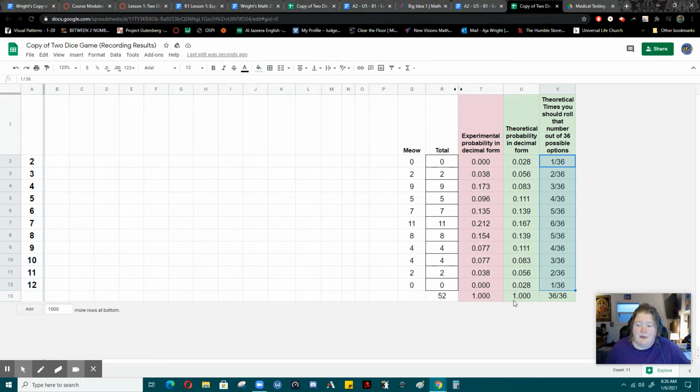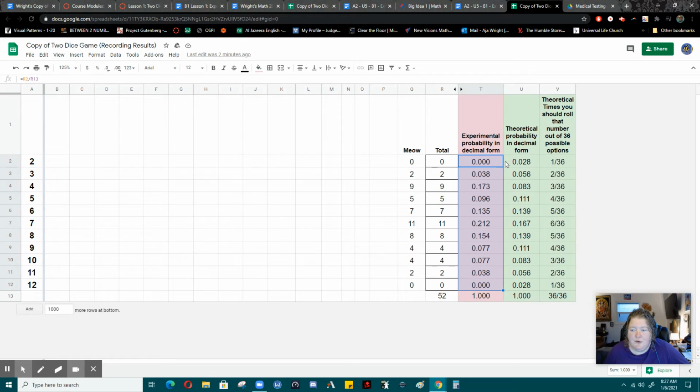Now what I'm showing is one group's experiment. So this is Meow's group, and in his group, they did a total of 52 rolls, because you can see that adds up to 52 right here. His group never rolled a 2, they got a 3 twice, they got a 4 9 times, and so on. So here's the experimental probability from this one group's data right here. And as you'll see, they both add up to 1 at the end because that represents 100% of what happened.